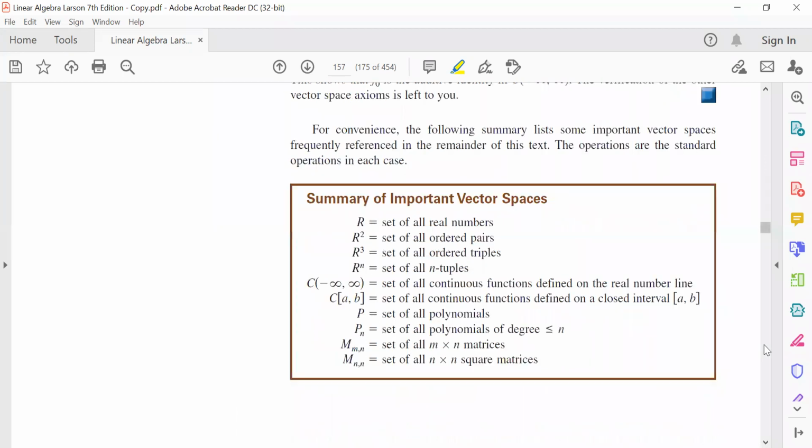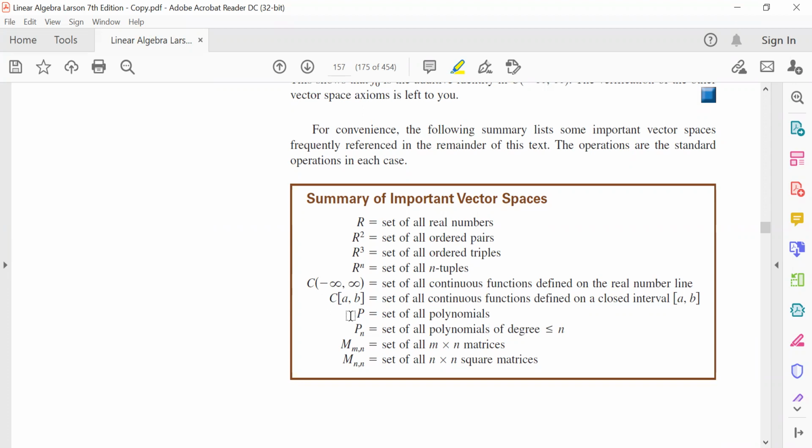Now, I want to give you a little list here of very famous and important vector spaces. So of course, the set of real numbers, R2, R3, may as well just go straight to Rn. The set of all continuous functions that are defined on the entire real number line. This one here, C of a, b, means the set of all continuous functions defined on a specific closed interval.